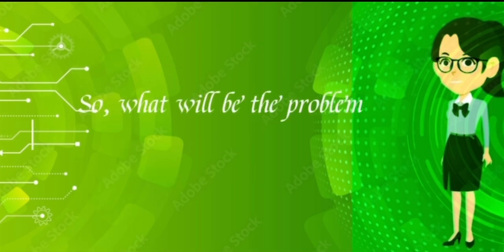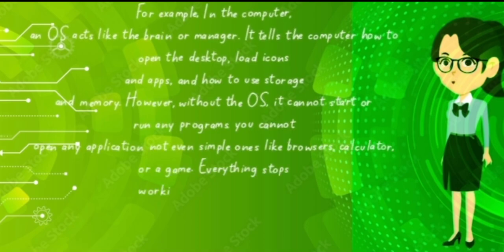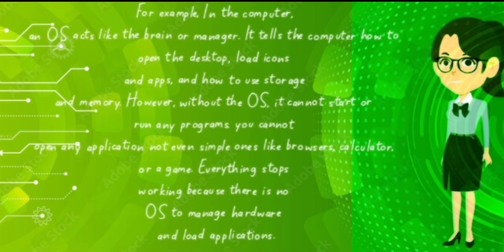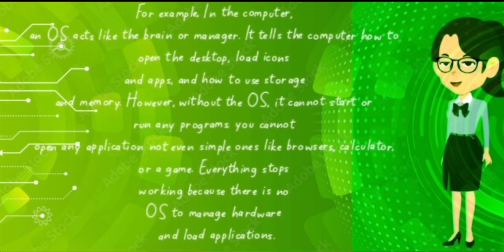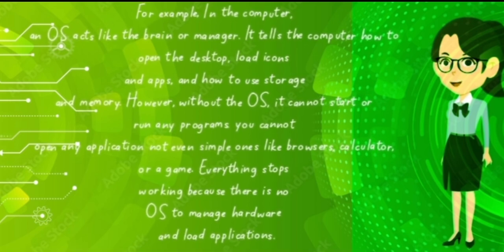So, what would be the problem if devices had no OS? For example, in the computer, an OS acts like the brain or manager. It tells the computer how to open the desktop, load icons and apps, and how to use storage and memory. However, without the OS, it cannot start or run any programs. You cannot open any application, not even simple ones like browsers, a calculator, or a game. Everything stops working because there is no OS to manage hardware and load applications.